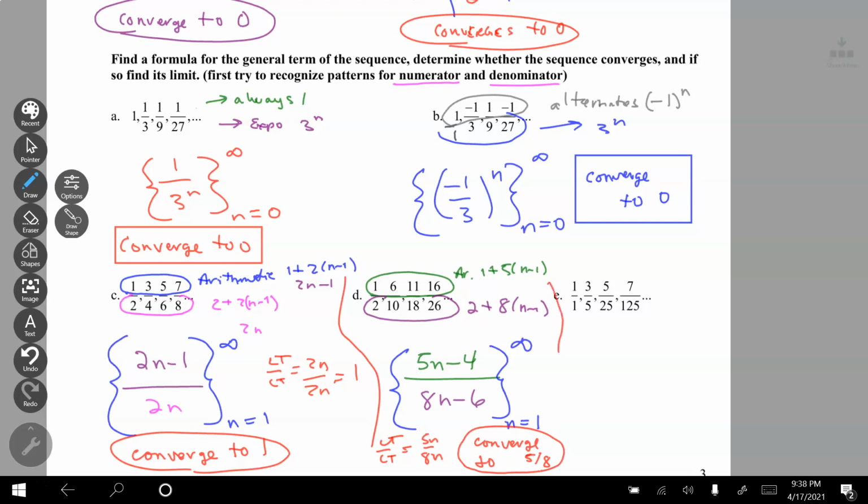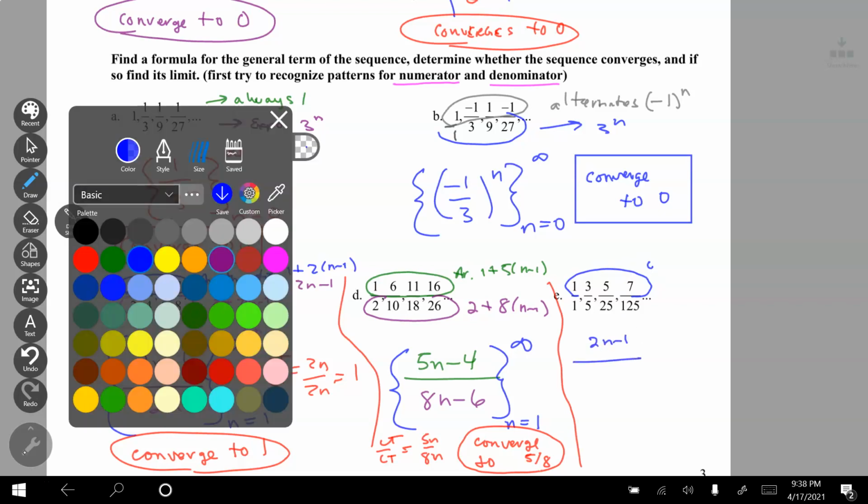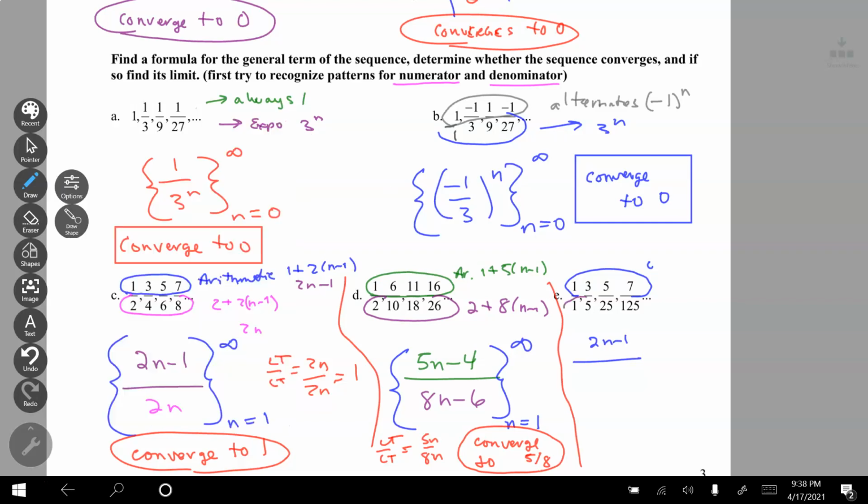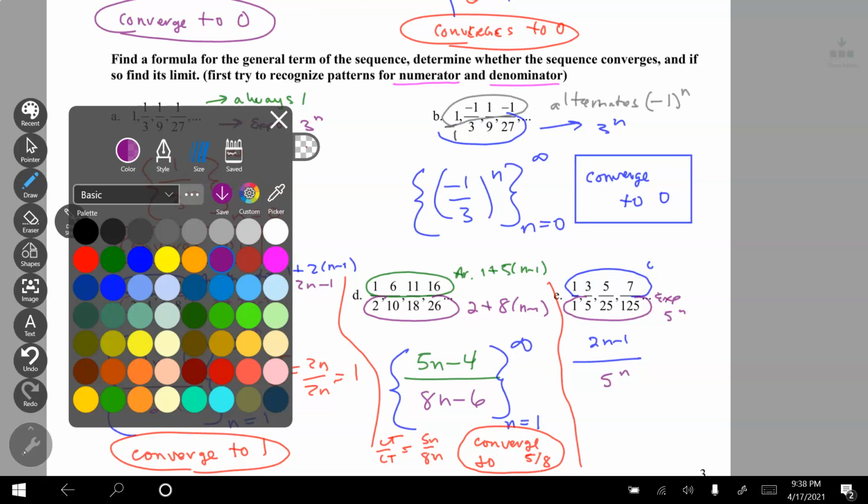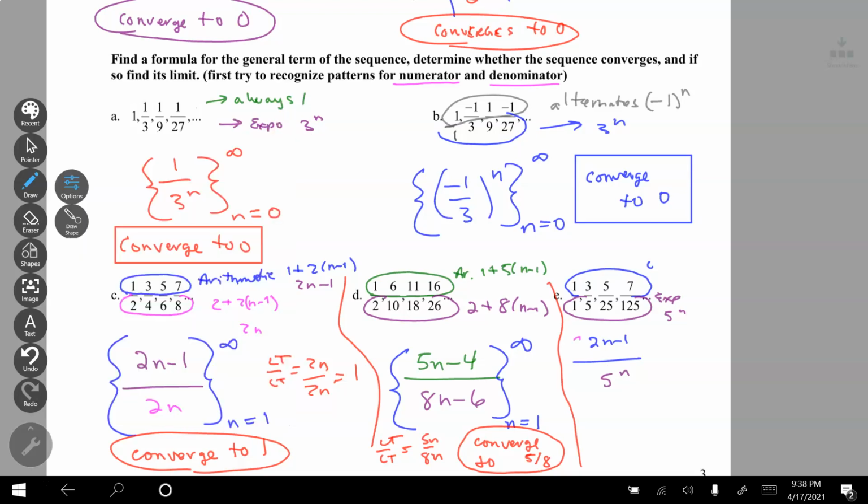And this last one, it's a little bit different. I look at the numerator. I'm like, well, 1, 3, 5, 7, I think I've done that already. If I look at part C, I see it's going to be 2n minus 1 over, I look at the denominator, I see an exponential, and I'm going to say 5 to the n. If I put 5 to the n here, I'm going to have to pay attention to see, am I getting what I want?